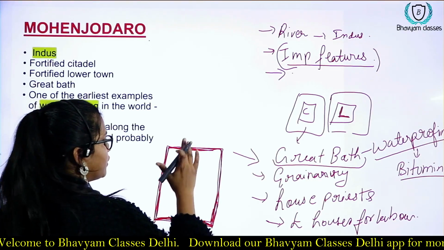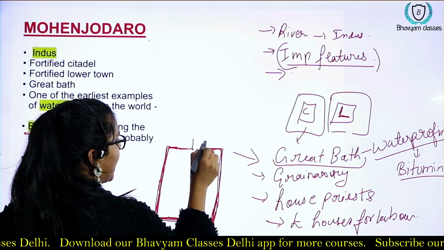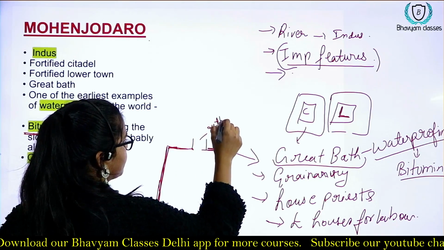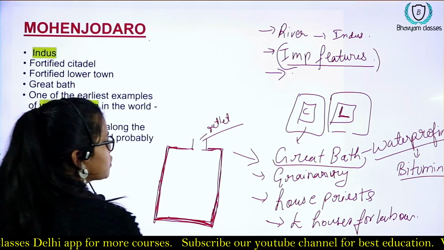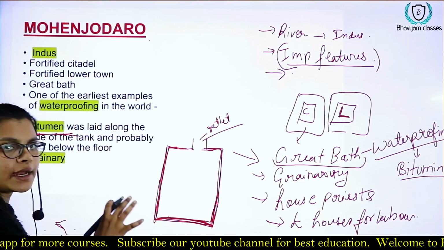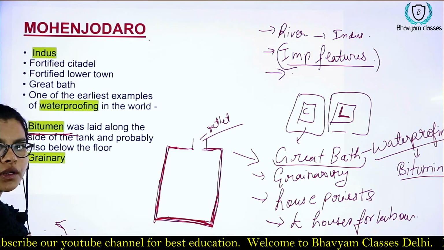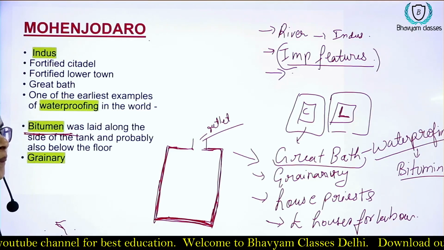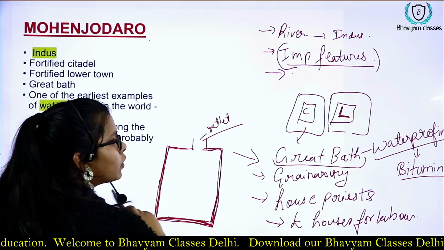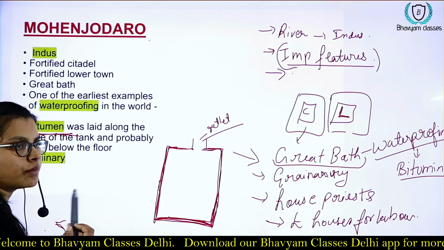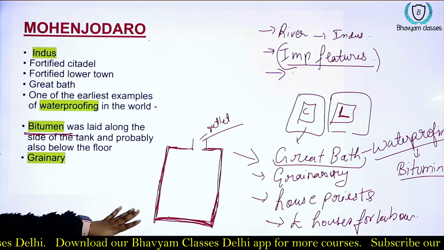And then if we talk about a certain particular point, they had the outlet. Fine. They had the outlet. So when they had the outlet, it shows that people knew the technique of waterproofing. They knew that if the water will clog, it will create problems and the whole structure will be destroyed. So they had an outlet also, to allow the water to get off the great bath.